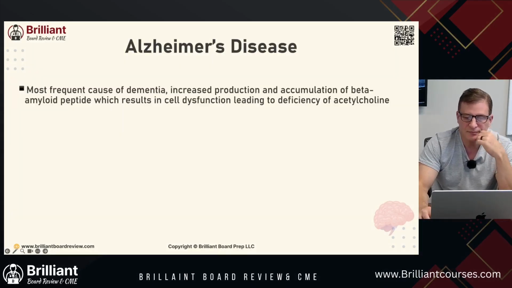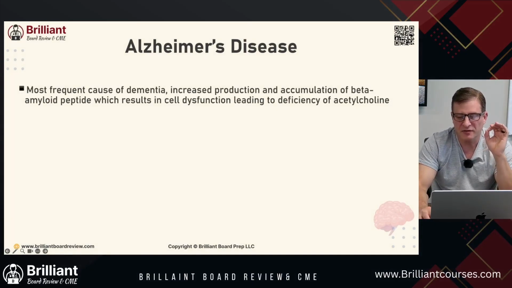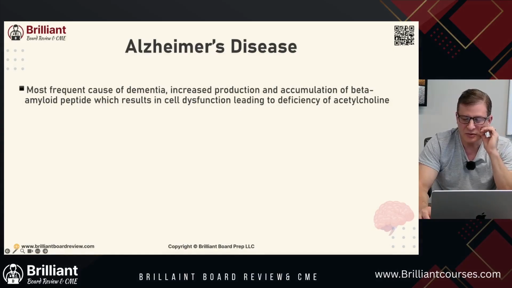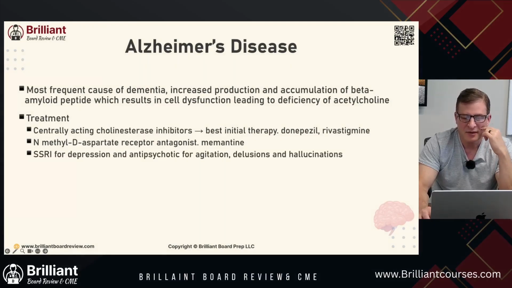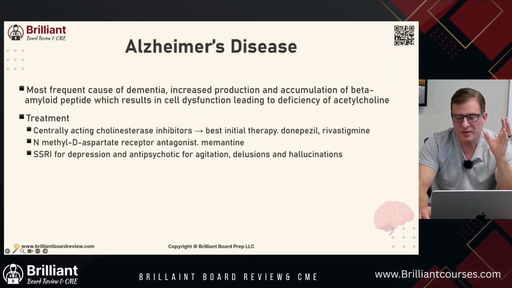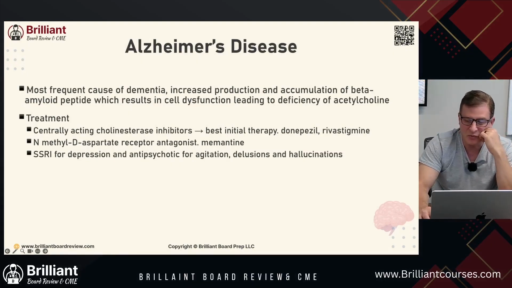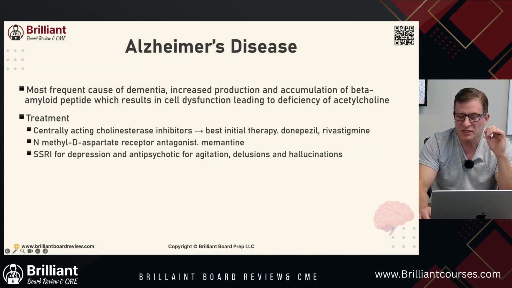Alzheimer's disease, most frequent cause of dementia, increased production, and we'll talk about this, of accumulation of beta amyloid peptide, which results in cerebral dysfunction leading to a deficiency of acetylcholine. Treatment, centrally acting cholinesterase inhibitors, best initial therapy: donepezil, rivastigmine. N-methyl-D-aspartate receptor antagonist, memantine, is going to be second line. SSRI for depression and antipsychotics for behavior. We talked about how antipsychotics, the atypicals, can have a black box warning. Patients can have delusions and hallucinations.